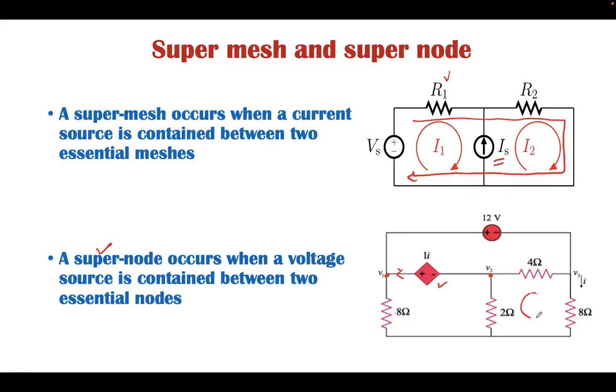We can apply KVL in this network. Whereas while applying KCL at this node, this is not possible because we have a voltage source connected between two nodes. Unless the resistance of this path is known to us, we cannot define the current in this circuit, and hence this is the concept of supernode. This is the concept of supermesh because we are unable to apply the mesh equation. This is the concept of supernode because we are unable to apply nodal equations.